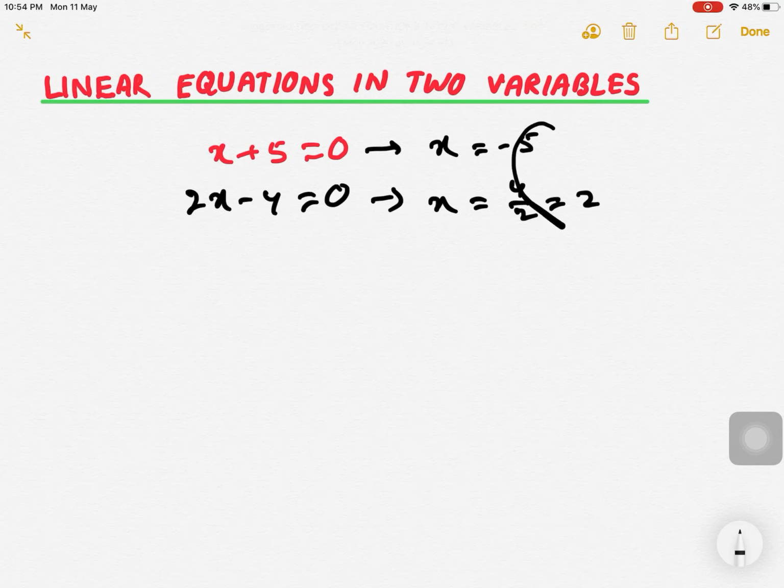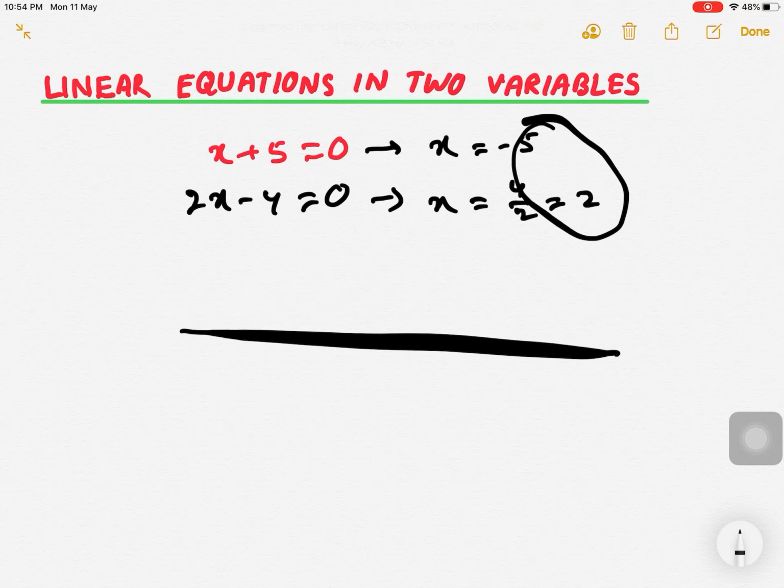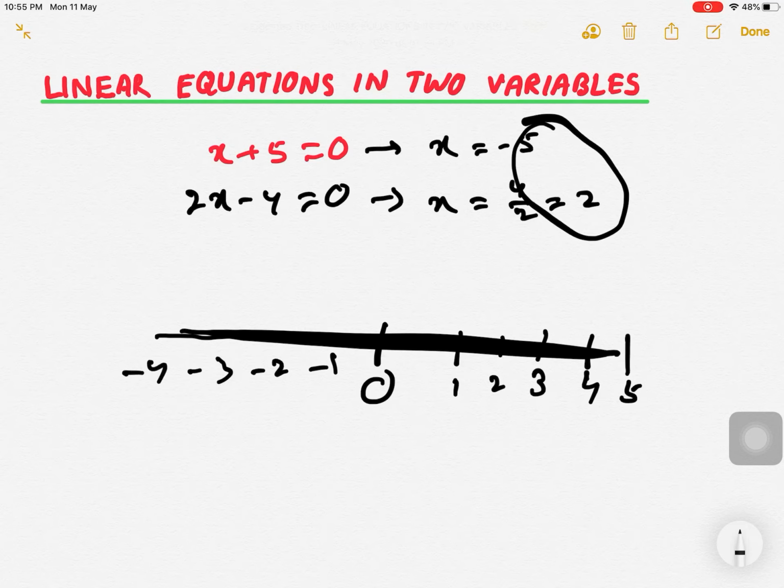And these solutions can be expressed on a number line. So if it is an equation in one variable, the solution can be represented on a number line like this. If I take a number line and here I take 0, 1, 2, 3, 4 like this, minus 1, minus 2, minus 3, minus 4, minus 5, I can represent these solutions on the number line.